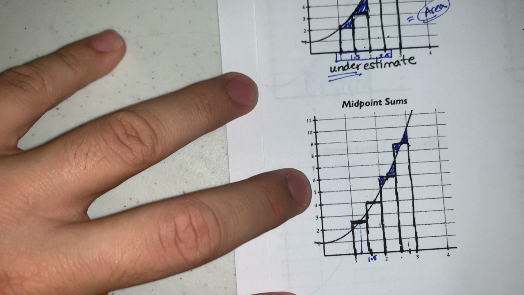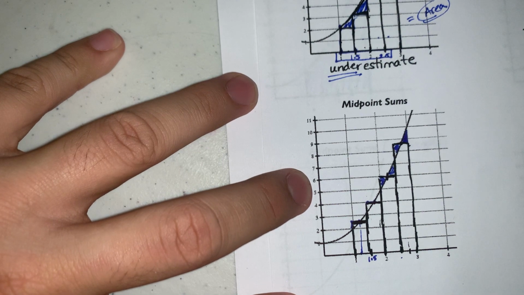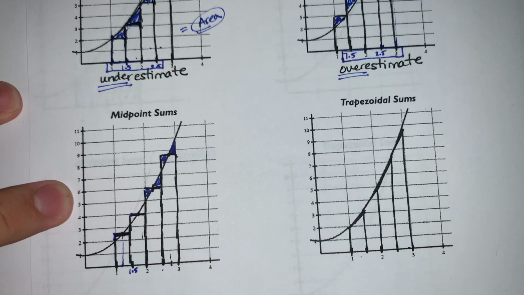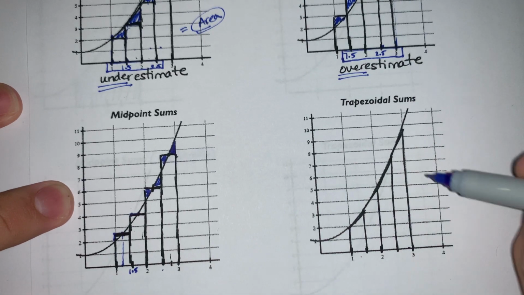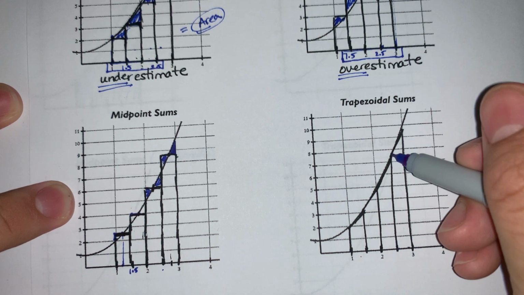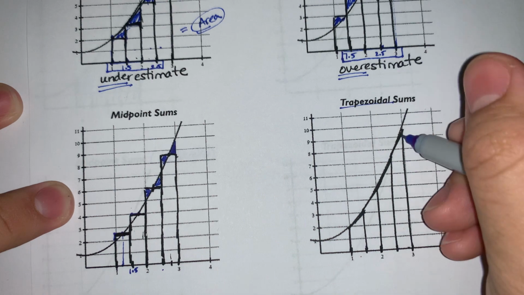Is it still a perfect estimate? No, not necessarily. Then we have trapezoidal sums. It's kind of hard to tell here. It does look like I just drew lines, but I did draw trapezoids here. We're not dealing with rectangles anymore. As the name suggests, we're working with trapezoids.